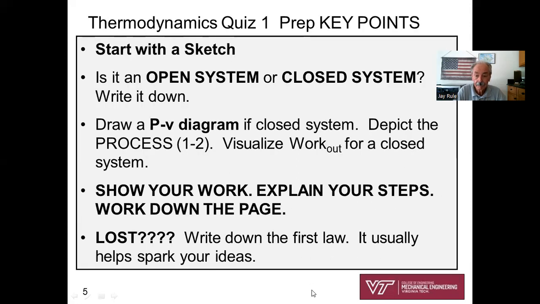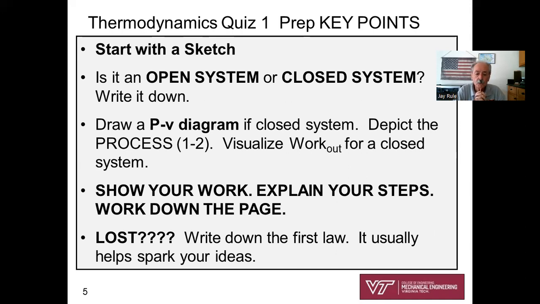All right. Some key points about quiz 1. Start with a sketch. You've read the problem. Draw something down. Don't just start writing formulas down. Draw a sketch of what's described. Is it an open system or a closed system problem? Write down one or the other of those phrases, open system or closed system. It communicates that you at least understood that basic.